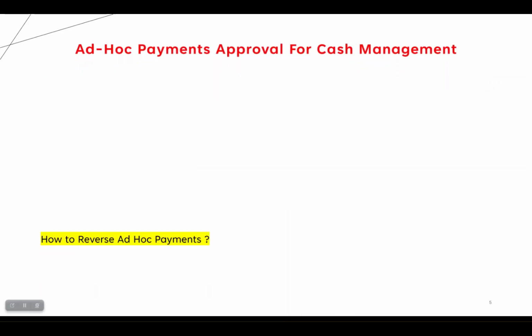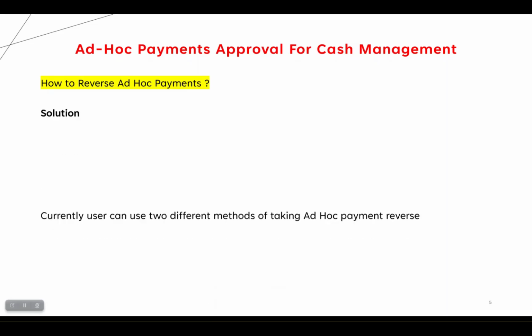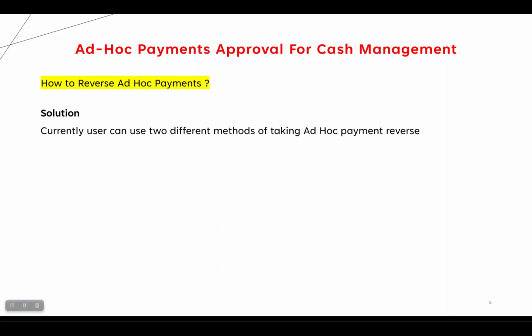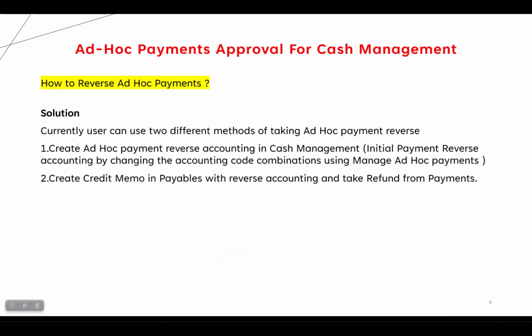Ad hoc payment approval for cash management. How to reverse an ad hoc payment. Currently, users can use two different methods to reverse an ad hoc payment. Either create an ad hoc payment reverse accounting in cash management, which is the initial payment reverse accounting, by changing accounting code combinations using manage ad hoc payments, or through creating a credit memo in payables with reverse accounting and taking a refund from payments.